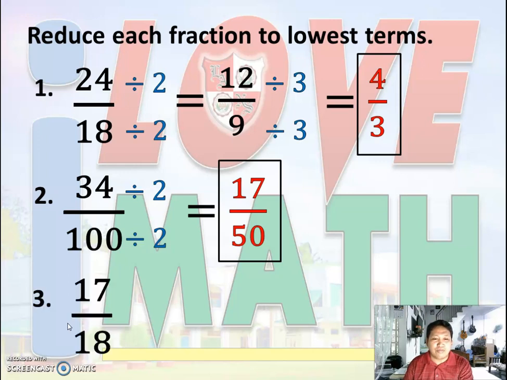For our third example, we have 17 over 18. Let us think of a common factor between 17 and 18. There is none. Therefore, our final answer would be the same fraction, meaning the given is already in lowest terms. Okay? Hope you understood everything and hope you wrote everything in your notebook.